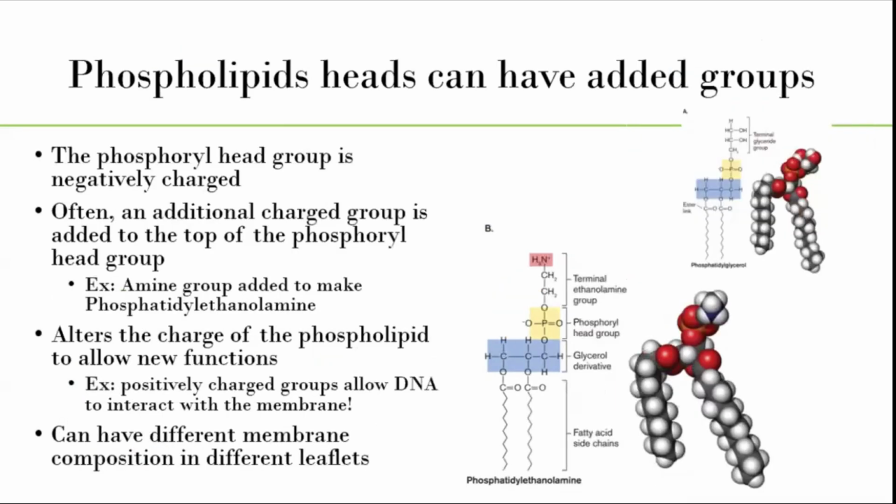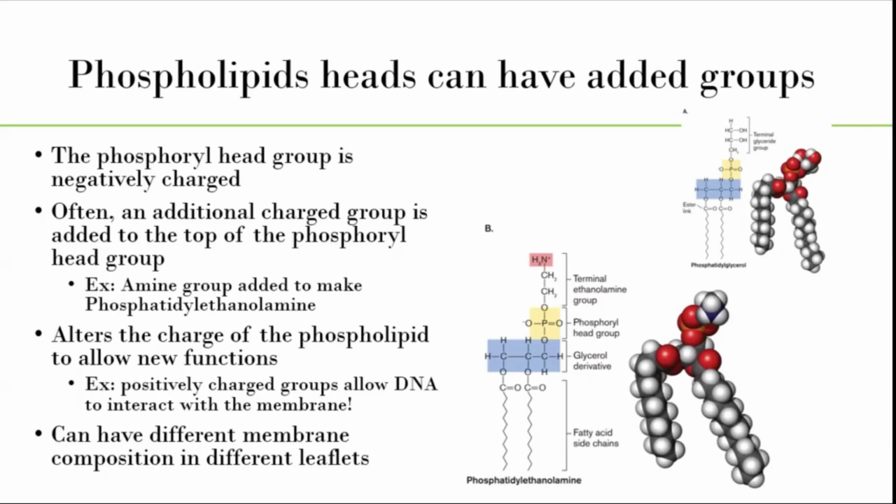All right. Now, because of that charge group, sometimes the cell doesn't want the phospholipid head to be negatively charged. So what it can do is, on top of that phosphoryl head group, it can add other functional groups. And in this case, it added an amino group, which is positively charged. The cool thing about this, when they change it to a positively charged head, is that it allows the phospholipid to have new functions that other ones don't. In this particular case, it allows it to interact with DNA.